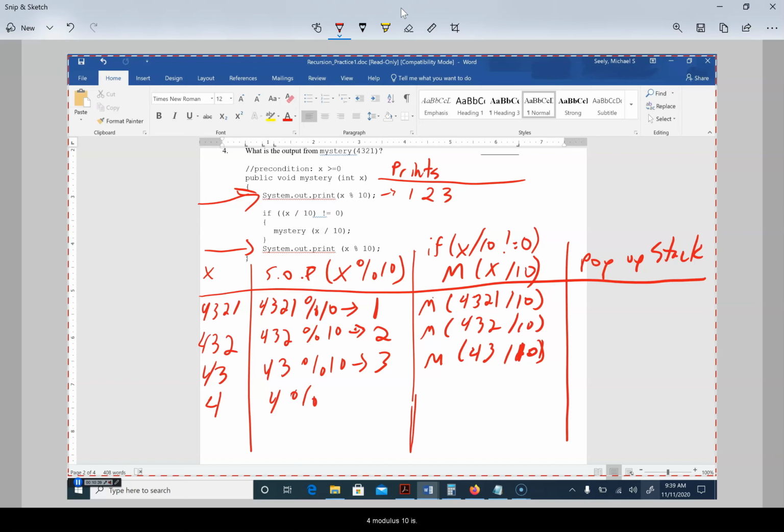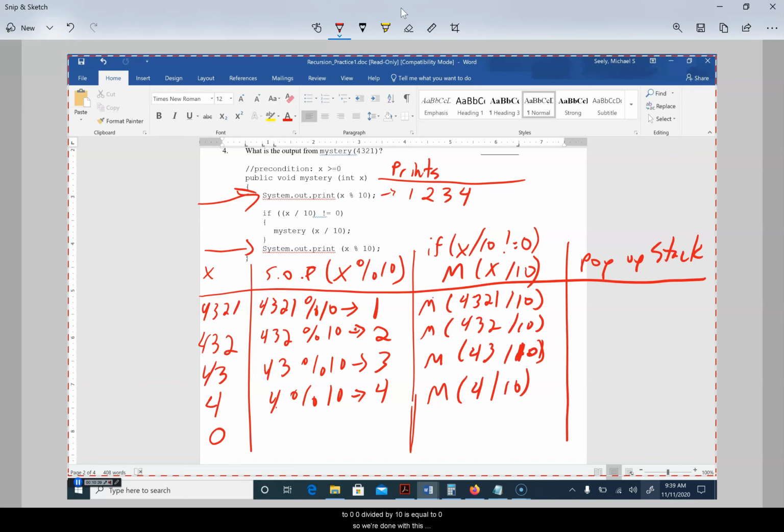4 modulus 10 is 4, the rule being that if the left side is less than the right side, we return the left side. So it prints 4. And then 4 divided by 10, these are ints. In real life that would be 0.4, but the 0.4 gets chopped off, so it's 0. So 0 gets returned here.